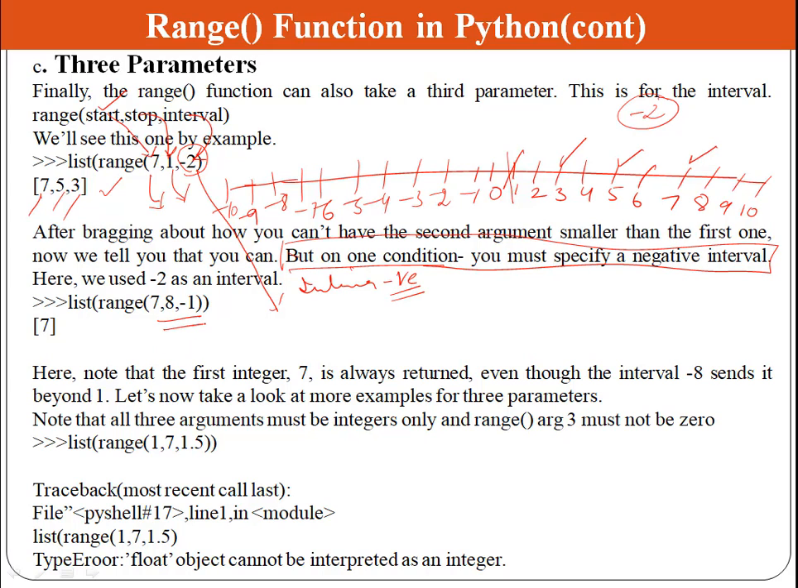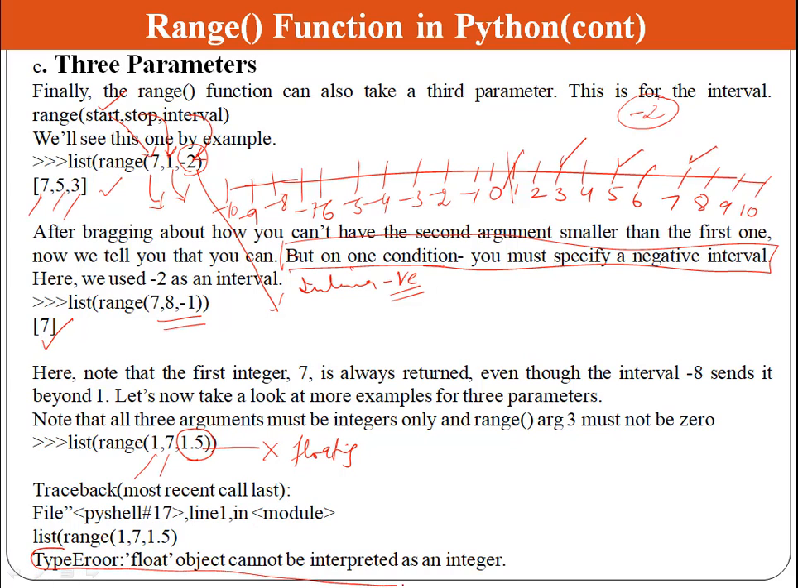Now take a look at more examples for 3 parameters. If you take 1, 7, 1.5, we cannot take it. It is a floating point number. So the error will be TypeError: float object cannot be interpreted as an integer.